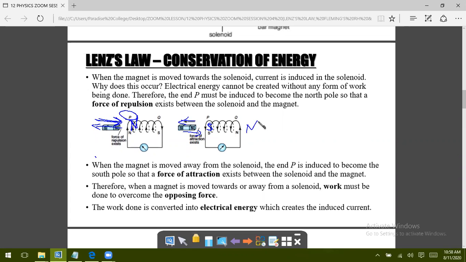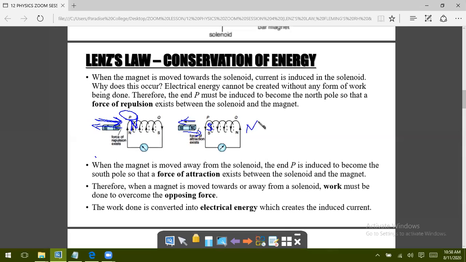Using your right hand grip rule again, you can identify the current direction as it is already given on the diagram. Is that clear? Do you understand this Lenz law? Yes, Mr. Just some of you hesitate a little bit. Let's go a little bit further down.